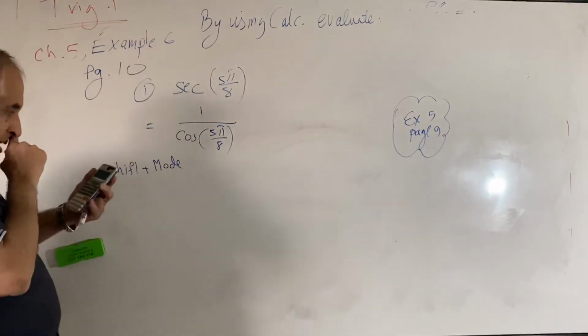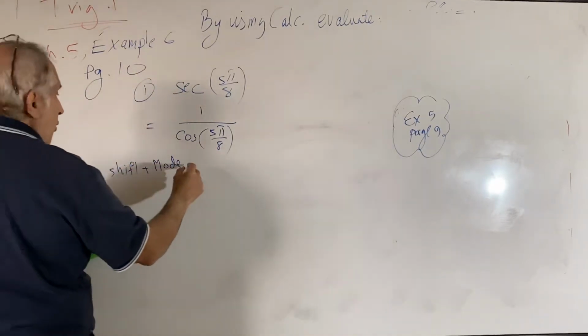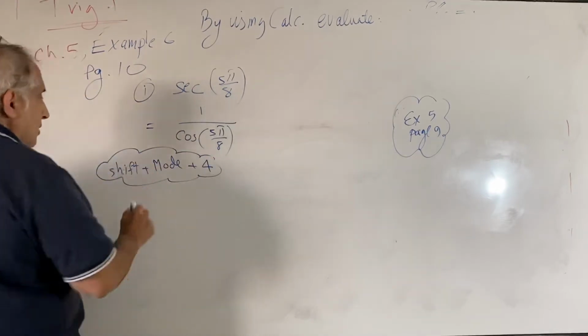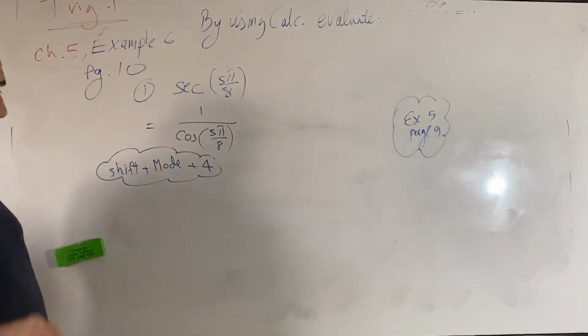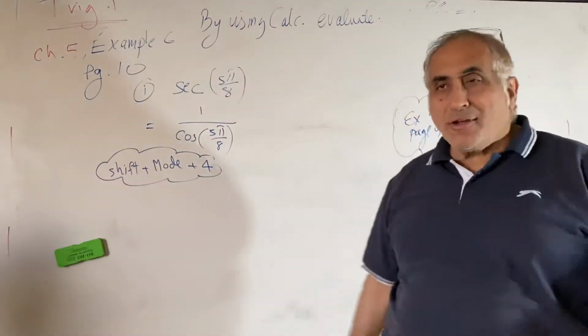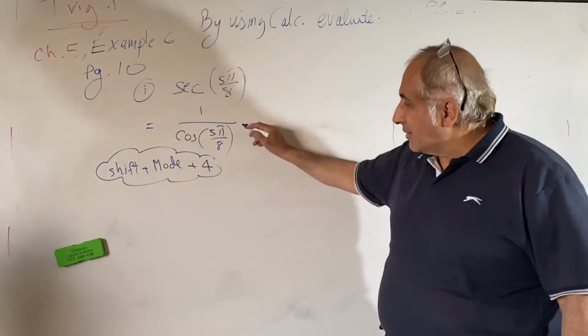Top to the right, and then you're going to press 4. So remember this: you press shift, mode 4. Now your calculator is in radian mode. Now easy to go. So come here.